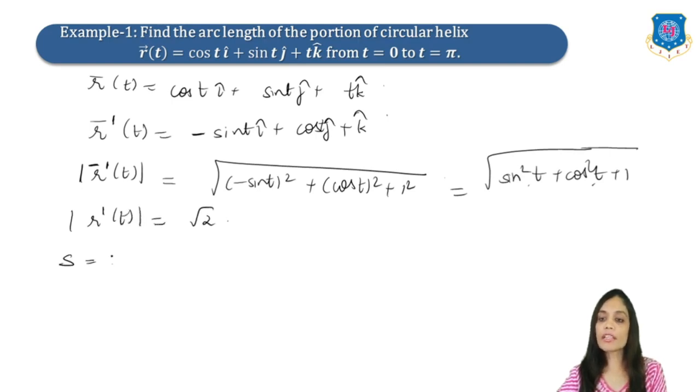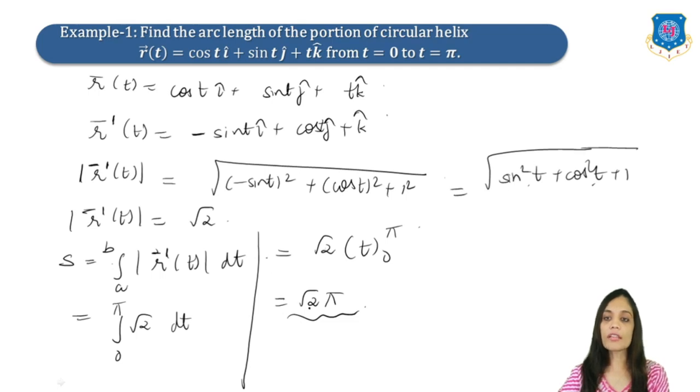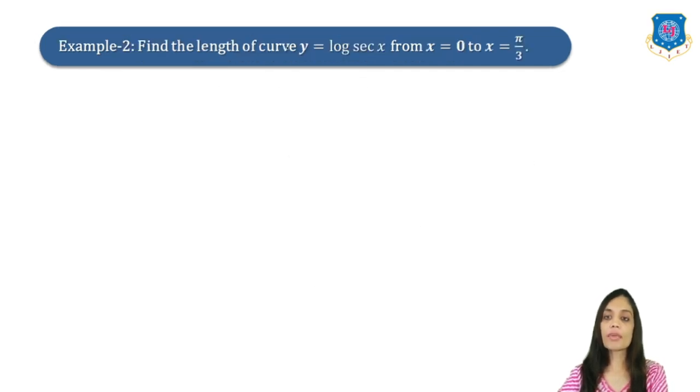Now the formula of arc length is s is equal to integration from a to b mod r dash of t dt, right? Now just put the values of a and b, that is 0 and pi. So 0 to pi, your mod r dash t is what? Square root 2, right? So square root 2 dt. Just integrate, so the answer will be square root 2. We can keep it outside, integration will be t, limits are 0 to pi. Put the limits, so the answer will be root 2 pi. So this is the answer of the arc length. Now let us study one more example.